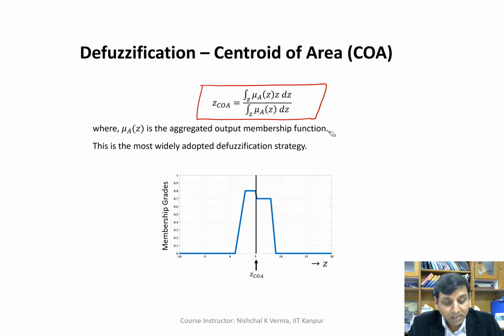So by applying this, we can get a crisp value corresponding to the fuzzy value. So this is the center of area, which is used for converting the fuzzy value into the crisp value.